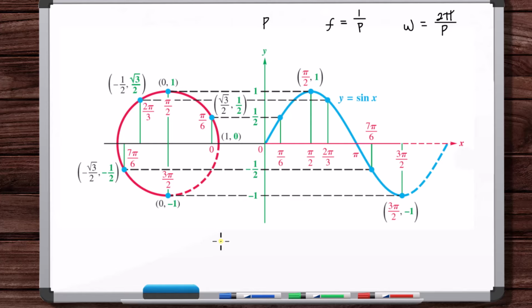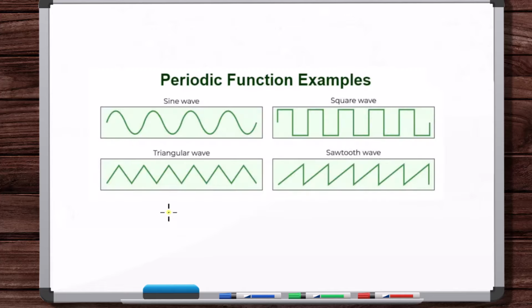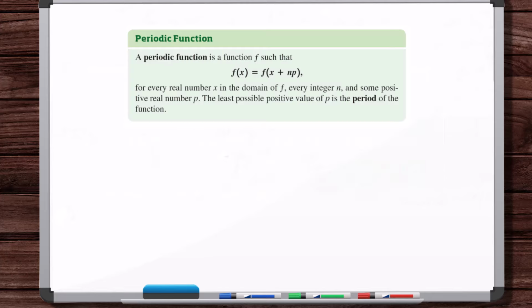There's a lot of different periodic functions, right? That's true. Here's some examples. There's the sine wave, but also the square wave, triangular wave, sawtooth wave. There's an infinite number of periodic functions that have nothing to do with trig functions, right? And you specify the period the same way: the smallest horizontal axis distance over which this repeats. All of those were periodic functions based on this definition.